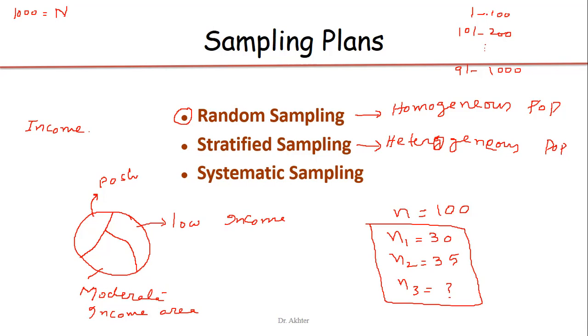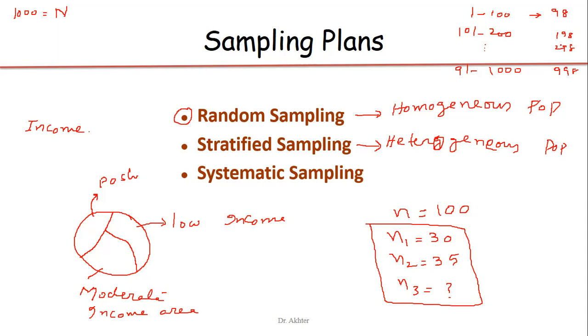Now one random number is to be selected between 1 and 100. Suppose 98 is the random number which is selected. Then subsequently 198, 298 and 998 will be included in the sample. The page number 98, page number 198. The first is selected at random.